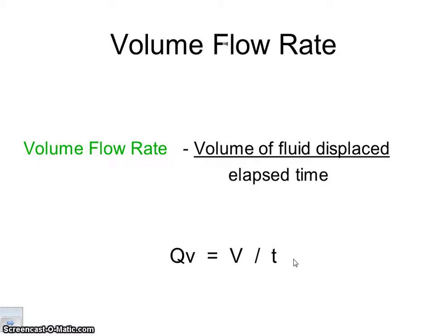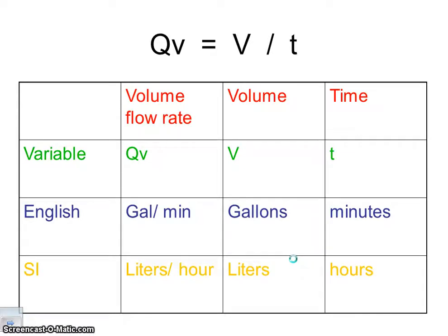You're outside watering your flowers, and somebody's messing with you and they start bending the hose. Your volume flow rate is going to change. Or you put your thumb over it, you're going to change the volume flow rate. But anyway, that's your volume flow rate. So we have our chart here. Like I said, you've got your Q sub V for volume flow rate, V for volume, and T for time.